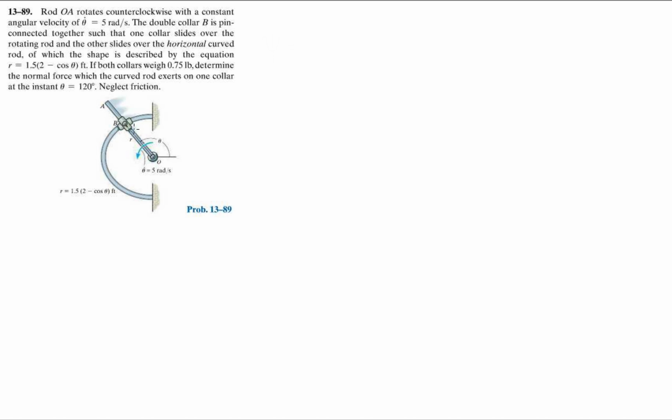So here we have rod OA rotating counterclockwise with a constant angular velocity theta dot. What I like to do is just extract all the information that they give us. The double collar B is pin connected together such that one collar slides over the rotating rod and the other slides over the horizontal curved rod, of which the shape is described by the equation r equals, so we have our r equation, or our position equation.